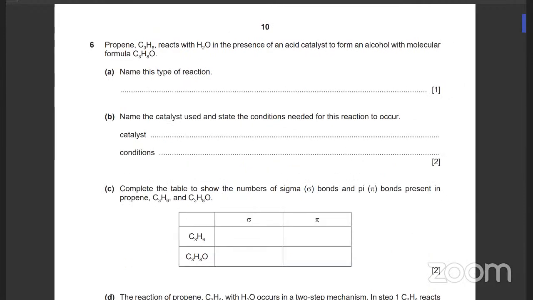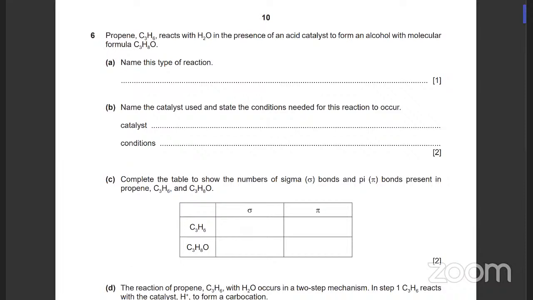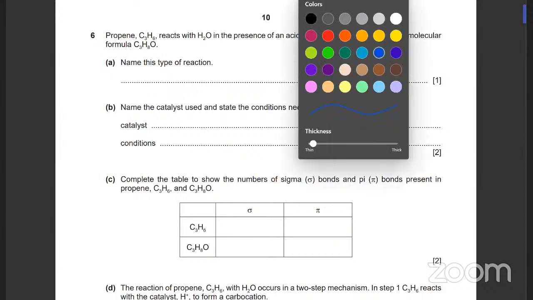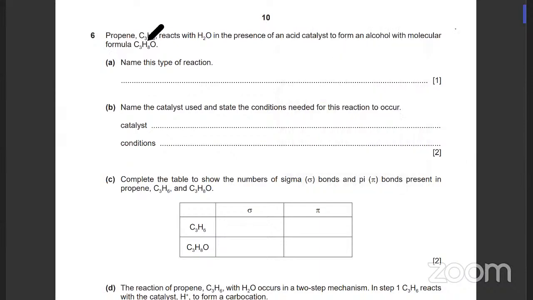So the question is, there's an alkene and it reacts with H2 in the presence of an acid catalyst to form an alcohol. Name the type of reaction. So what type of reactions do alkenes undergo? Addition. Okay, and specifically that's electrophilic addition. So that's the first one.